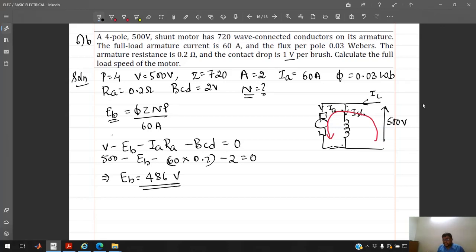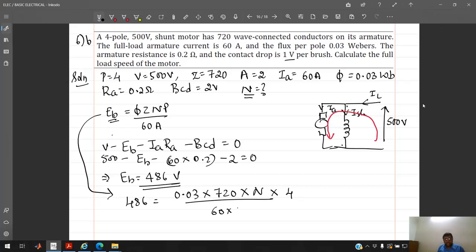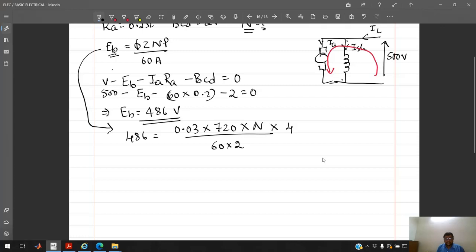So once you calculate this Eb, directly you can apply the formula of Eb over here. So 486 is equal to phi is 0.03, Z is 720, N is what you need to calculate, P is 4 divided by 60 into 2 since it is wave connected armature. So if you solve this, you are going to get the value of N as 675 rpm. So this is how you solve the given problem.